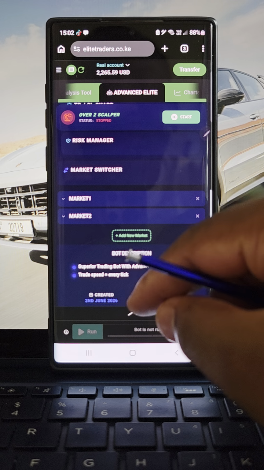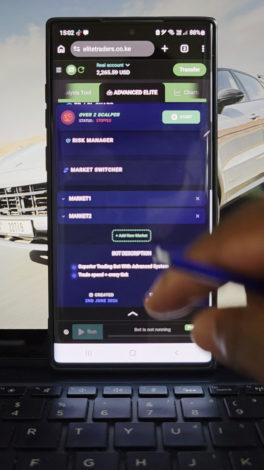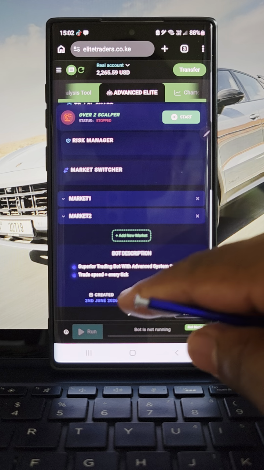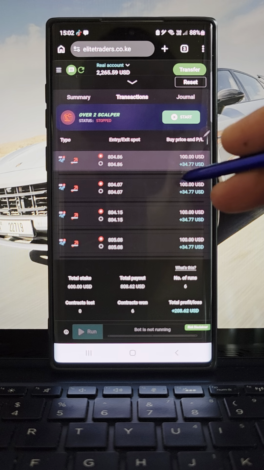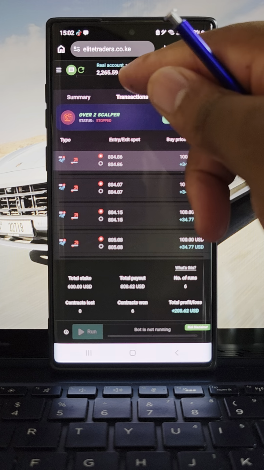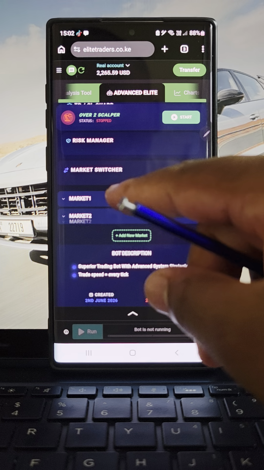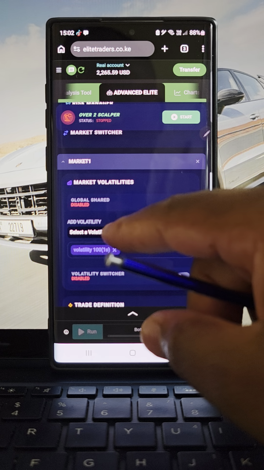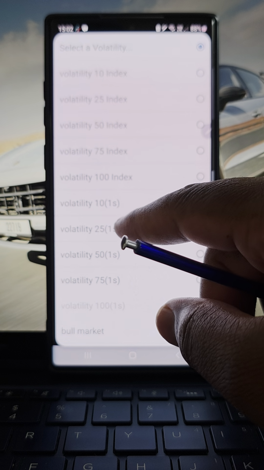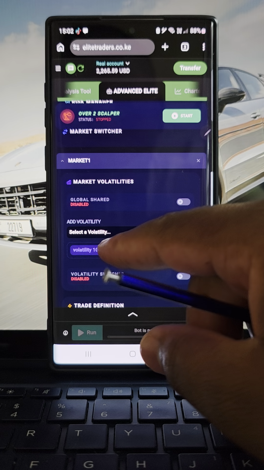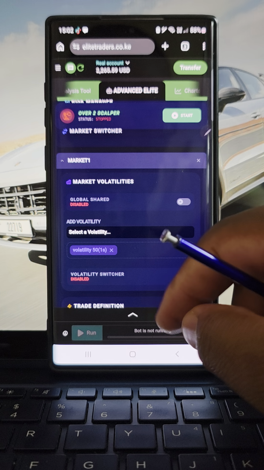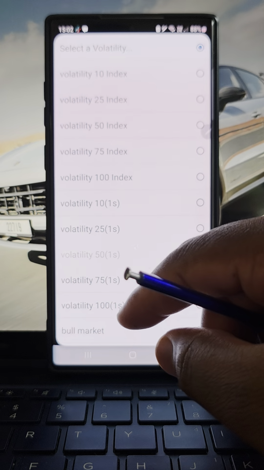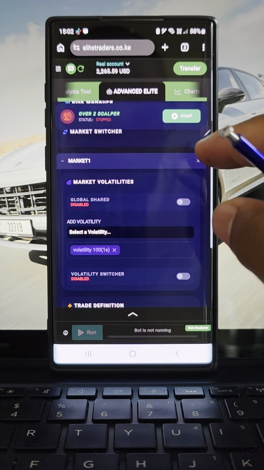Something else you need to take note of: in case you are executing your trades on this side and you start incurring some losses, then you recover, what you do is come to market 1, then market volatilities, and switch to a different volatility, because the market might be fluctuating. You click there, select the new one, then cancel the previous.